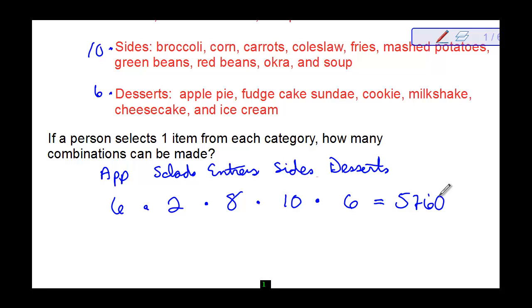I could choose fried cheese, Caesar salad, grilled chicken, broccoli, and a fudge cake sundae. And right there's 2 options, and I haven't even changed the appetizers that I'm looking at. And so we have all these different combinations. When you're taking one item from each category, we're going to use the fundamental counting rule.